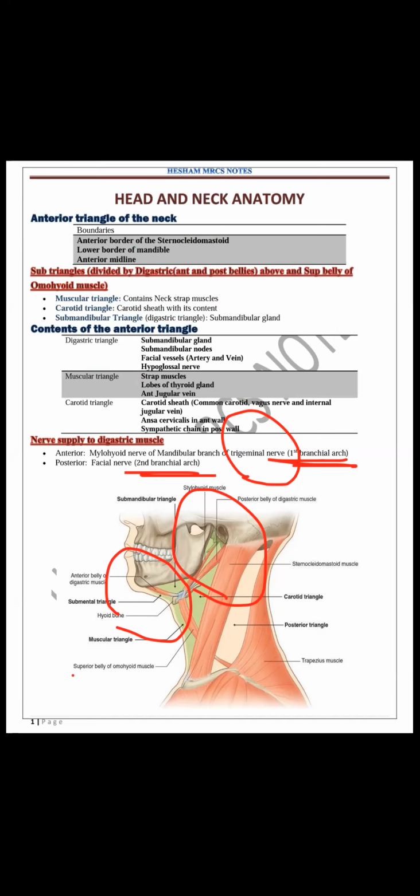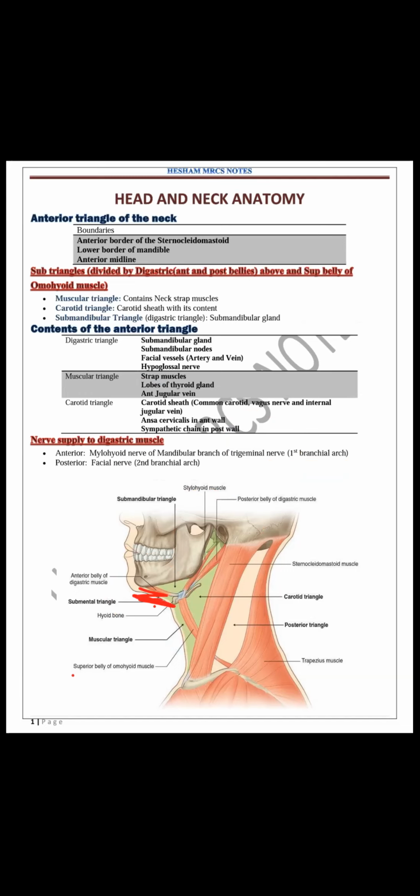Because as you see here, you will have here the floor of mouth. You will have here the mylohyoid muscle, which is directly related to this anterior belly of digastric. So nerve to mylohyoid will supply also this anterior belly of digastric. This is a branch from the mandibular division of the trigeminal nerve. The posterior belly is from the second branchial arch, and the nerve of the second branchial arch is called facial nerve. This is all you should know about this anterior triangle.